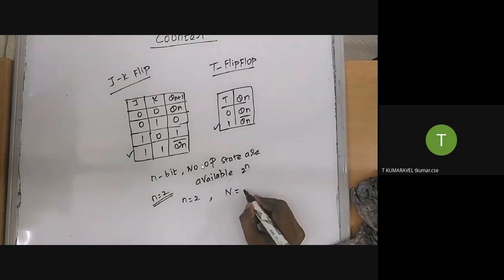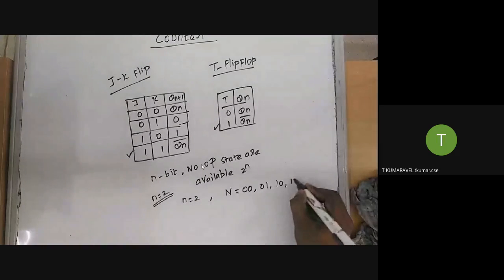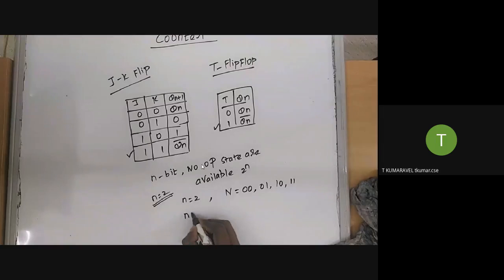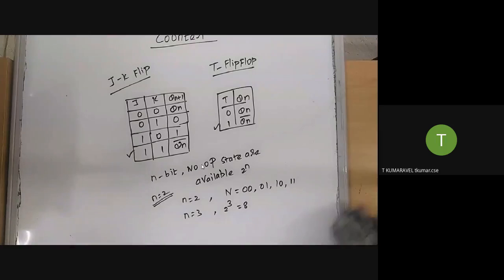So what are those 4 states? 0 0, 0 1, 1 0, 1 1. Suppose n value equal to 3, what is the meaning? 2 power 3, 2 power 3 in the sense 8. Okay. You should remember those concepts.